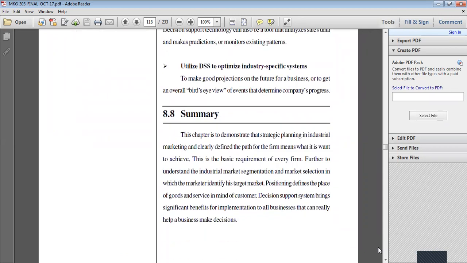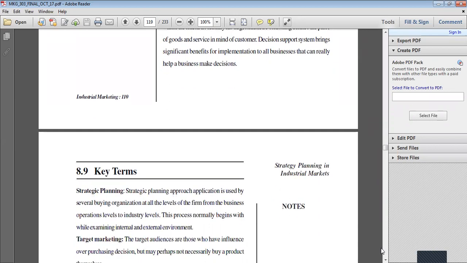In this chapter's main summary, we covered strategic planning in industrial marketing and clearly defined the path of the firm, what it wants to achieve. This is the basic requirement of every firm, in order to understand the industry market segments and market selection, in which the marketer identifies his target market. Position defines the place of goods and services in the mind of the customer. A decision support system brings significant benefits to all businesses and can really help a business make decisions.